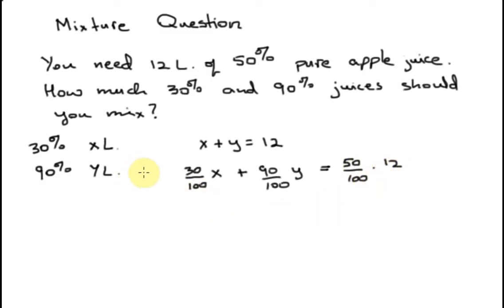So you know what I'm going to do here. I'm going to times everything by 100. Clean up that second equation quite a bit. So it's going to look like this: 30x plus 90y equals 50 times 12. What's that going to be? 600, I think.